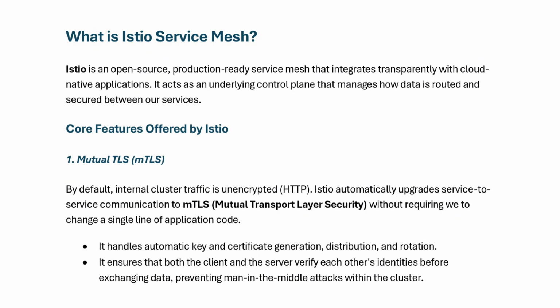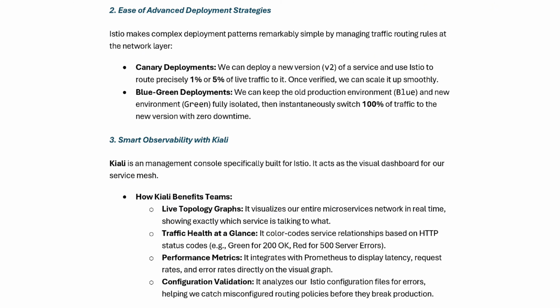Here Istio handles automatic key and certificate generation, distribution, and rotation, and it ensures both client and server verify each other's identities before exchanging data, preventing man-in-the-middle attacks within the cluster. So all of this communication, encryption, and security happens behind the scenes, where there must exist a handshake between services to verify TLS certificates or identities before communicating with each other. Second is ease of advanced deployment strategies.